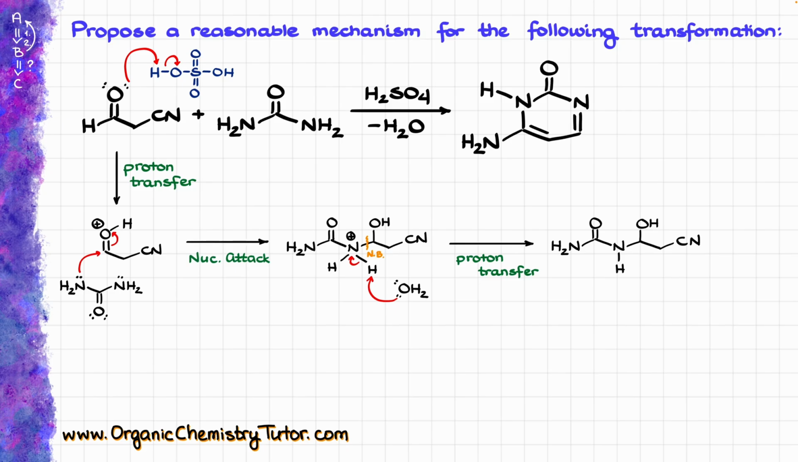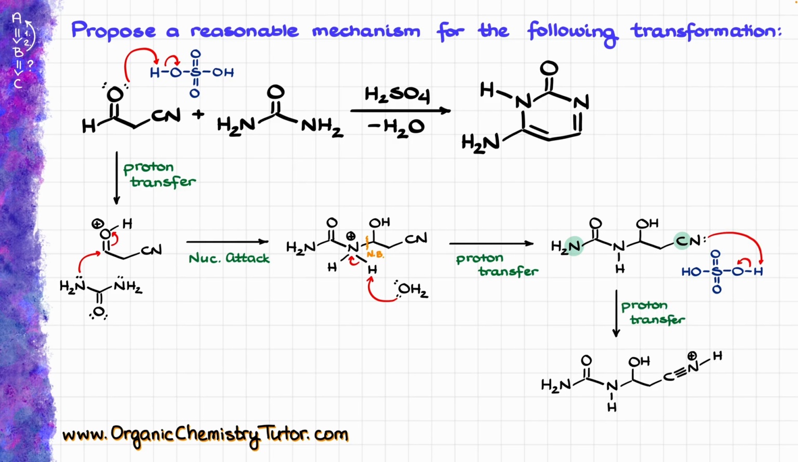Now, from this point, I need to close up my ring, and the way I'm going to be doing that is by doing a reaction between this nitrogen over here and this carbon atom. But since nitriles are incredibly unreactive, we need to make it more electrophilic, so I will have to protonate my nitrile. So I'm going to draw another equivalent of my sulfuric acid here, and I will show this electron pair on the nitrogen grabbing my proton like so, giving me the following intermediate over here.